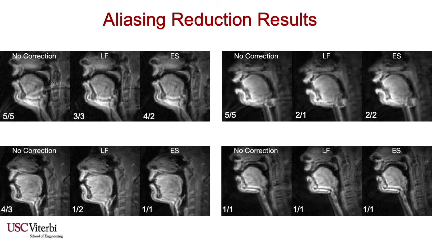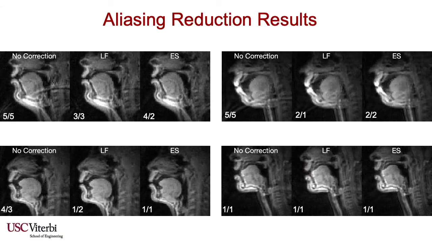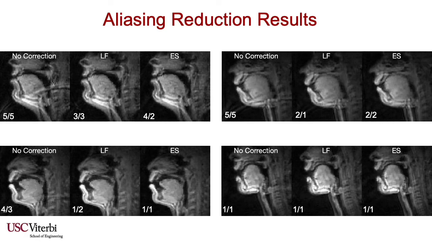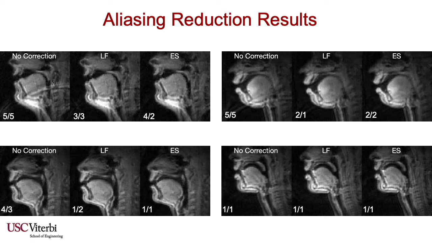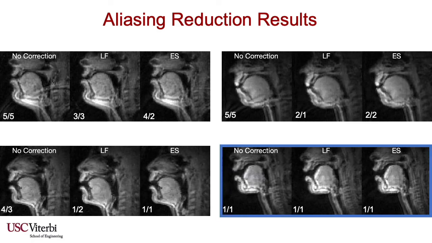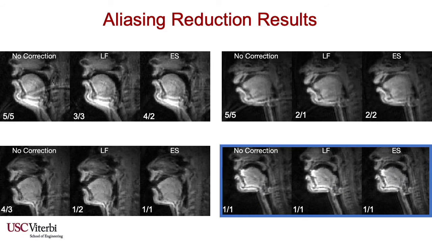Here are more results. Expert scores are displayed on the corner of each image. Generally, both methods can reduce the artifact for any artifact level. For datasets without aliasing artifacts in the first place, the methods do not degrade the image quality.